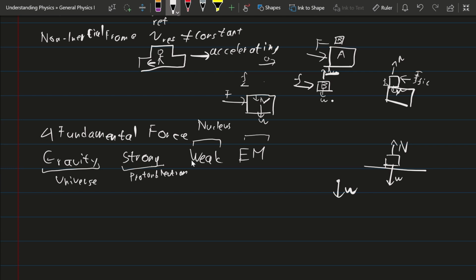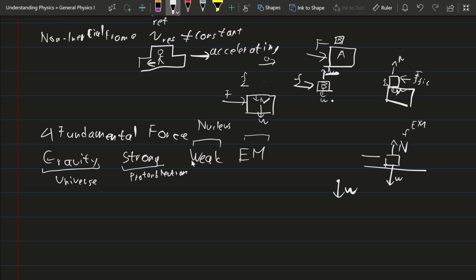Basically, the normal force is what separates matter. What I'm saying is that if I have wood on the table, it won't fall through, thanks to the normal force. And so, what is the normal force? This is basically the EM force at a very tiny scale.